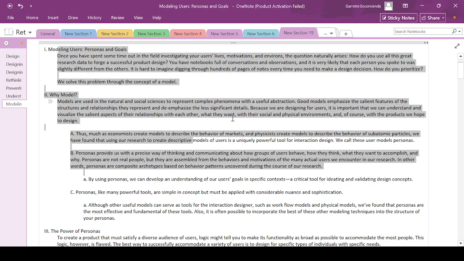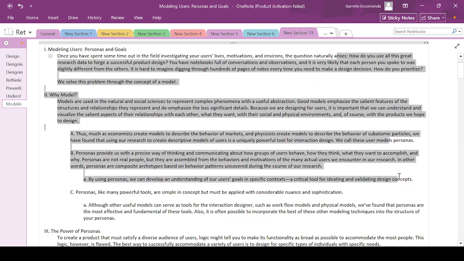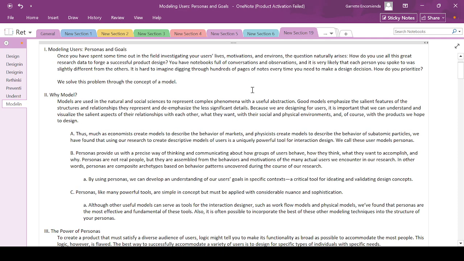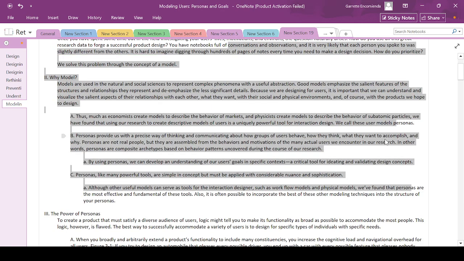Once you have spent some time out in the field investigating your users' lives, motivations, and environs, the question naturally arises: how do you use all this great research data to forge a successful product design? You have notebooks full of conversations and observation, and it is very likely that each person you spoke to was slightly different from the others. It is hard to imagine digging through hundreds of pages of notes every time you need to make design decisions.